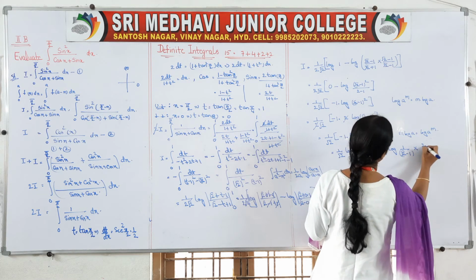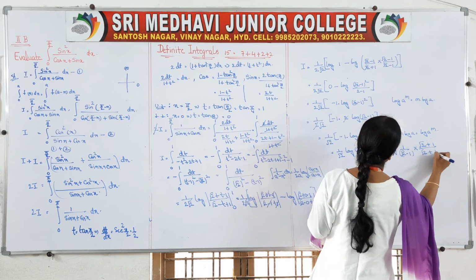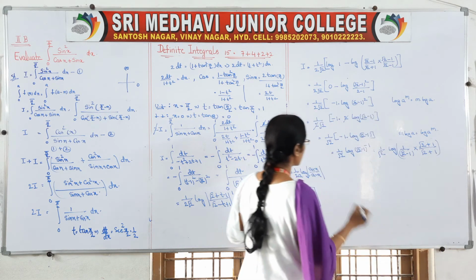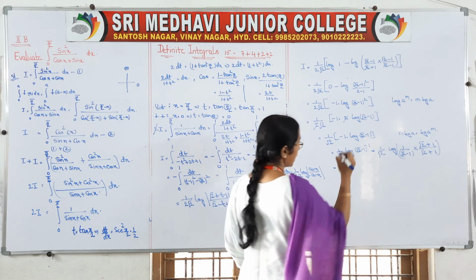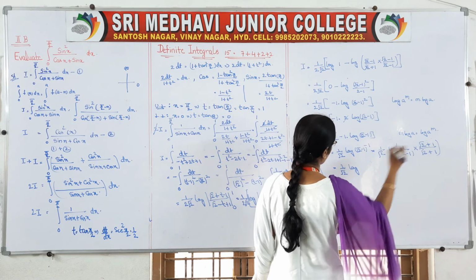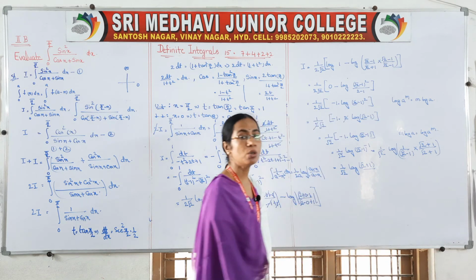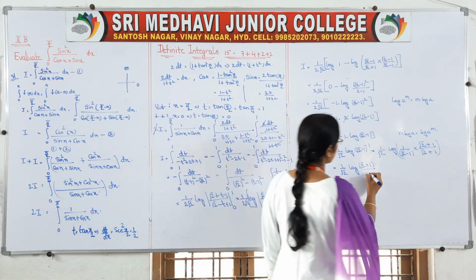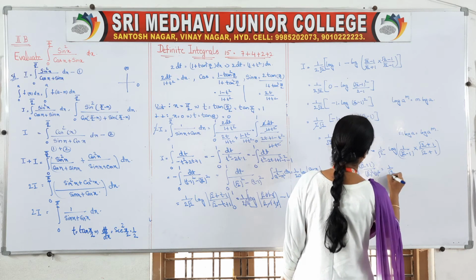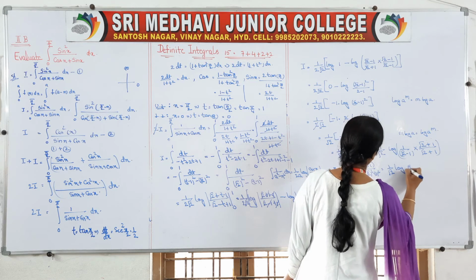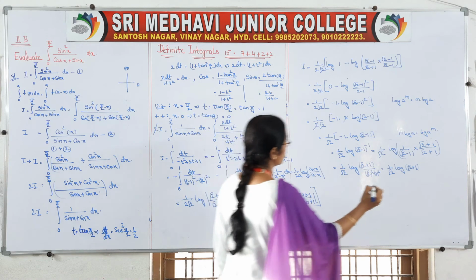So again rationalization, multiplying and dividing with root 2 plus 1, root 2 plus 1. Okay, so it is equal to 1 by root 2 into log of root 2 plus 1 by, downwards a plus b into a minus b, a square minus b square, root 2 whole square minus 1 square. So 1 by root 2 log of root 2 plus 1 is the answer of your question.